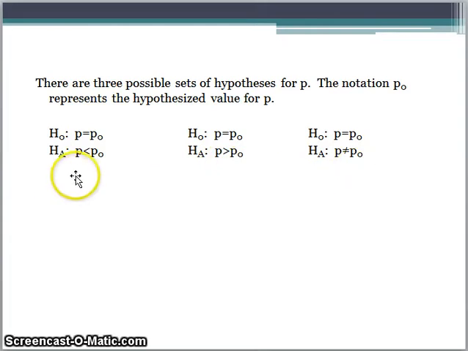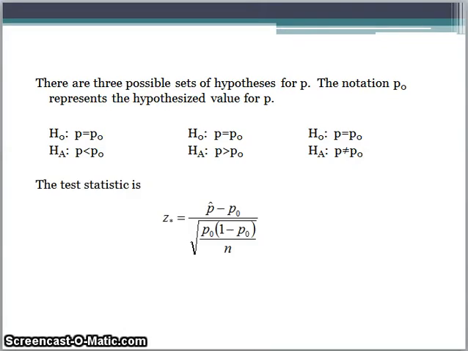Okay, just like we had before, this less than is the lower-tailed test. This one is the upper-tailed test. Both of these are one-tailed. And then this one, the not equal to case, is the two-tailed.